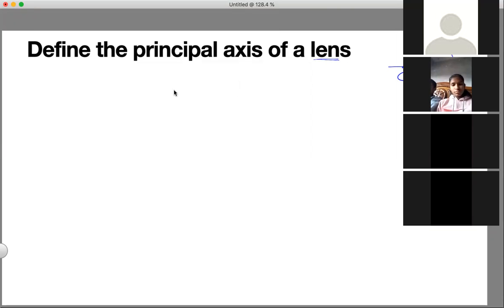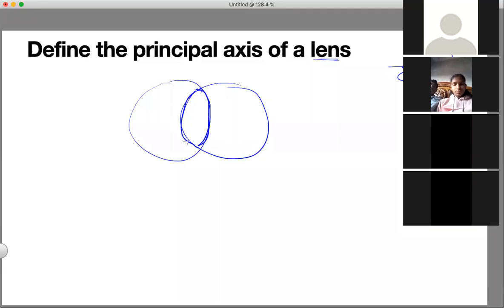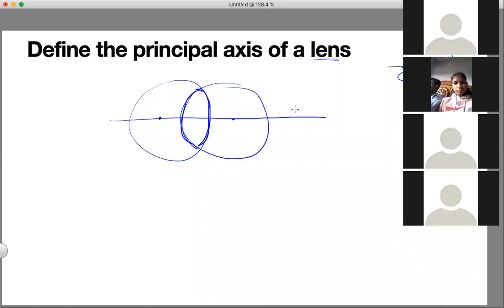The principal axis is created by, if this is our lens, this is our lens. Okay, the line joining the two centers of curvature is the principal axis. Okay, so the lens has two curved surfaces. Both the curved surfaces have their centers of curvature. The line joining these centers of curvature is the principal axis. Okay.